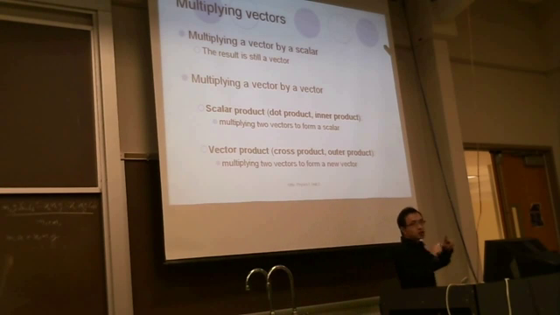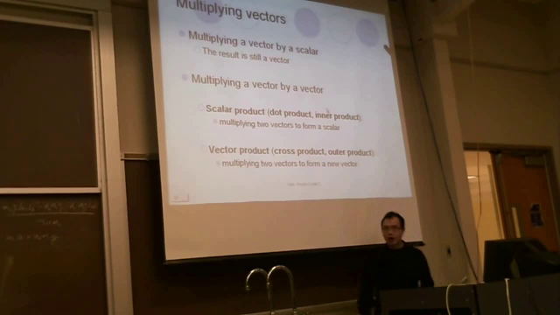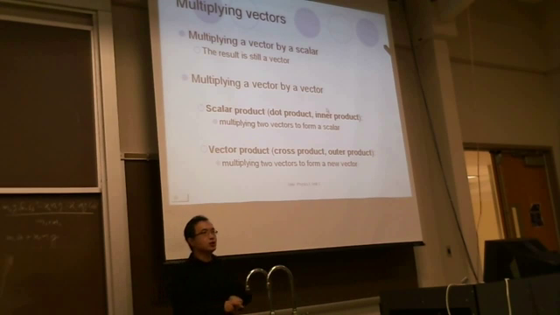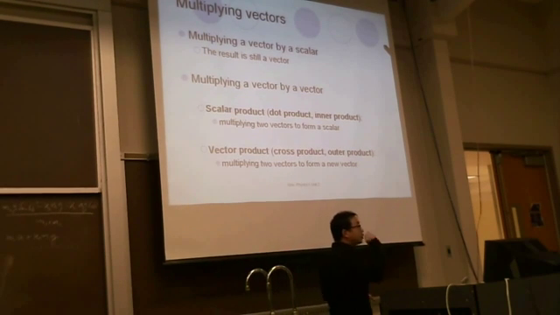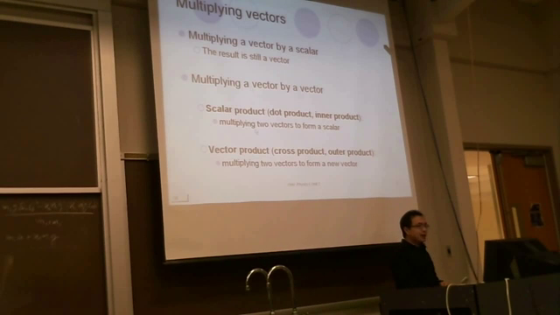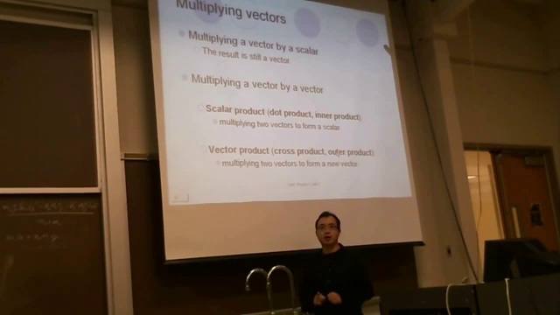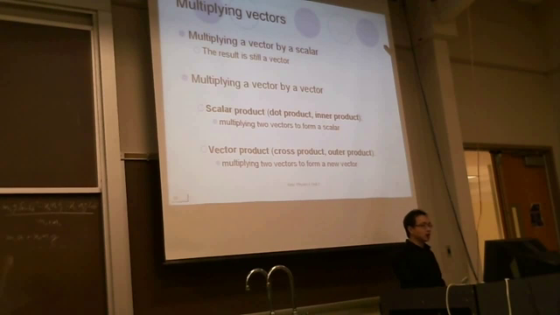If you multiply a vector by another vector, you have two kinds of operation. One is called the scalar product, or dot product, or inner product. After this operation, if you put two vectors together, you will get a scalar. Another kind of product is called the vector product, or cross product, or outer product. After this operation, you are going to have a new vector. So we have three kinds of product.